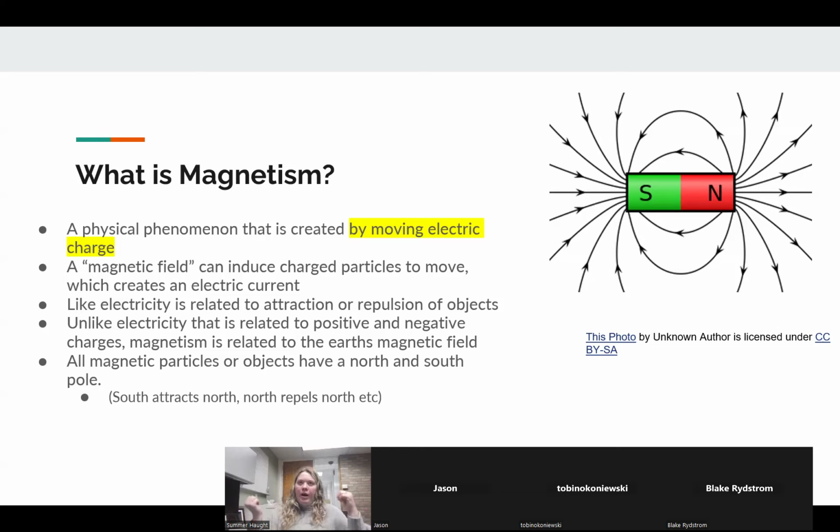Because if you have the two negative sides together, you know how they repel from each other, whereas the two positive sides will come together. But yeah, that's the big thing here: understanding that magnetism and electricity go hand in hand when talking about the fields. And it's also similar in the sense that they both have some sort of attraction and repulsion force.